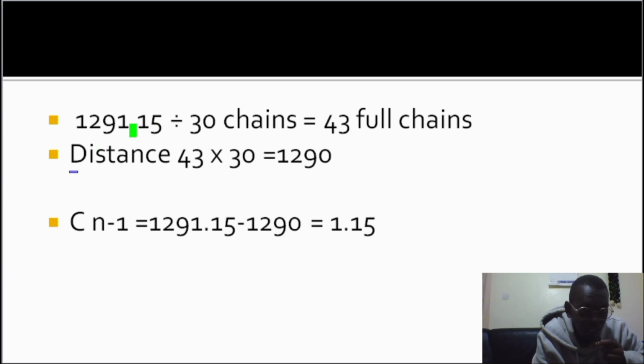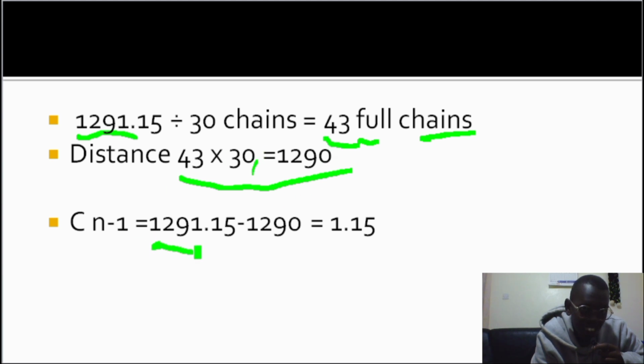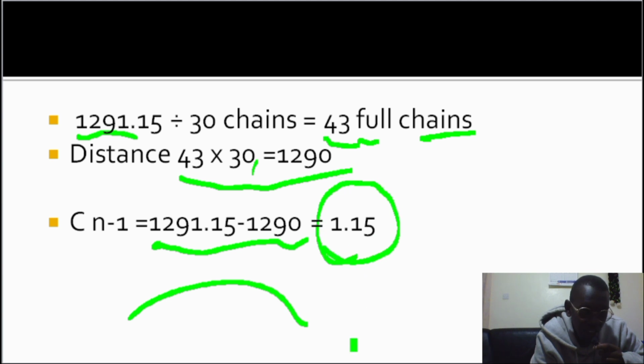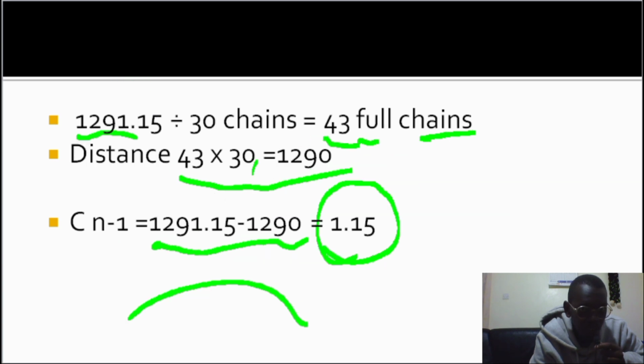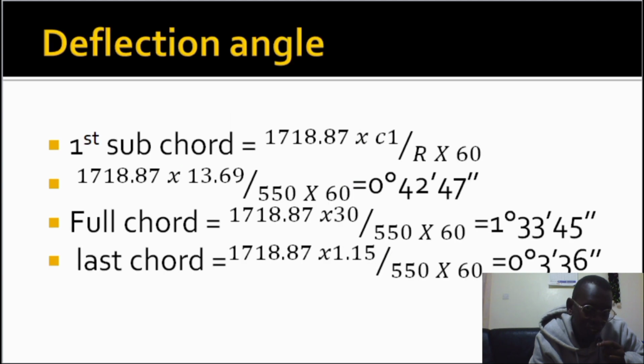So this is the distance that was remaining, 1291.15 divided by 30 chains. By dividing that, I get my 43 full chains. The distance covered by the 43 full chains was 1290. So the total remaining distance was 1291.15. By subtracting the full chains, I'll get my last chord. So that is a subchord of 1.15. So I have my full chords there. My standard chords, they are 30 meters. Then the last chord is 1.15.